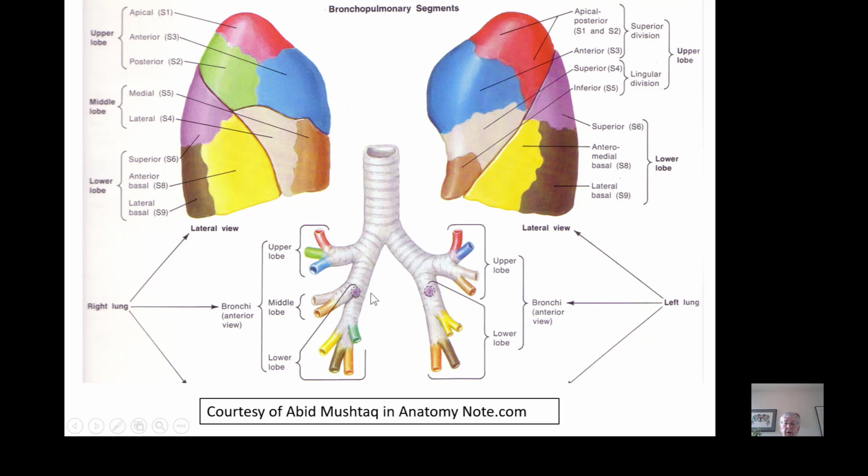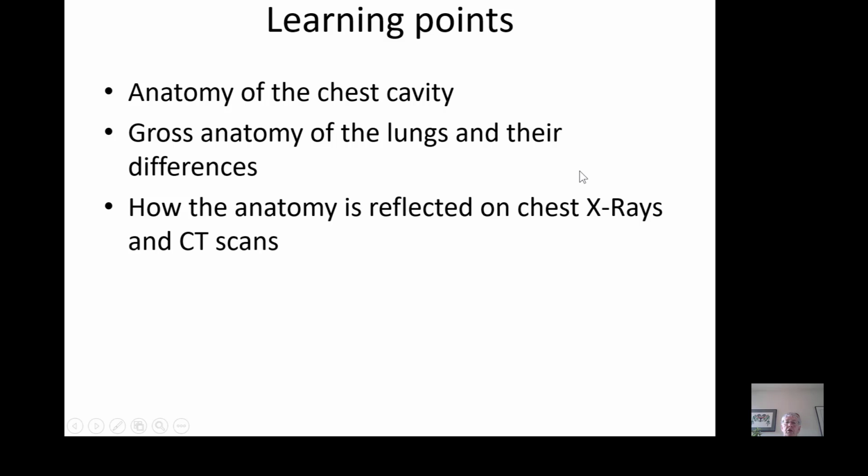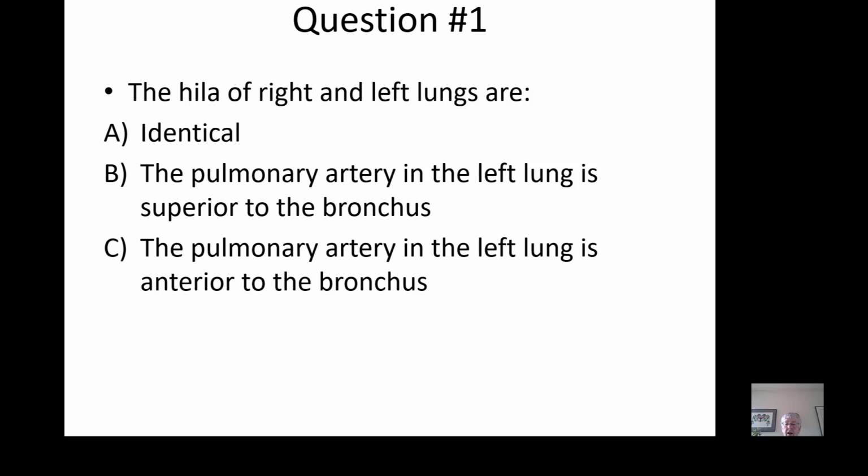This is a pictorial area of the bronchi, which also shows that bit that I told you about before, where the right mainstem bronchus is straighter and slightly larger than the left mainstem bronchus. So the learning points in this first video were to show you the anatomy of the chest cavity, to show you the gross anatomy of the lungs and the difference between them, and to show how this anatomy is reflected on chest x-rays and on CT scans.